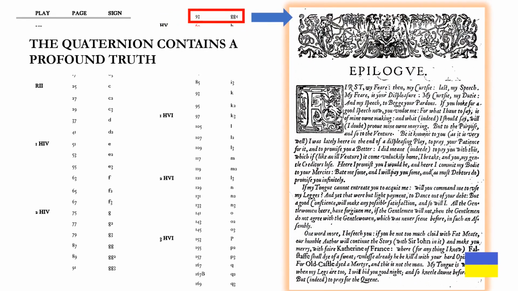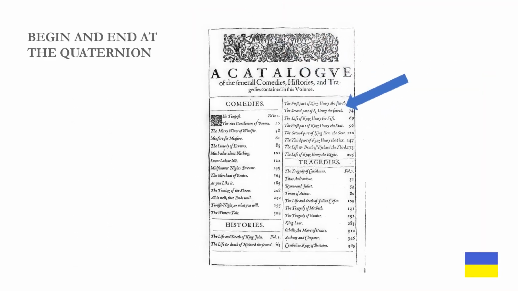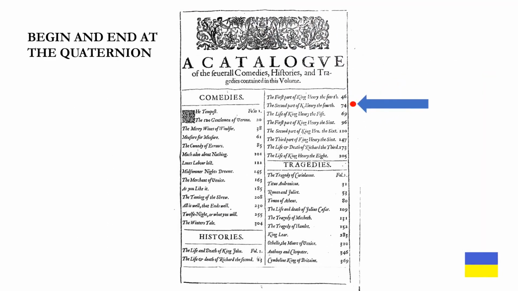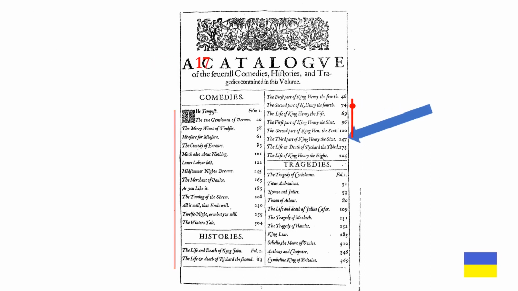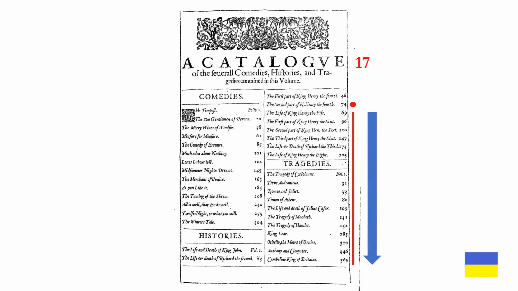simply because the last part of the quaternion contains a profound truth, as I explained in The Secret Heart of the First Folio. We begin and end a count of titles at the quaternion. There are 17 plays listed before the location of the quaternion, and 17 plays listed after it.